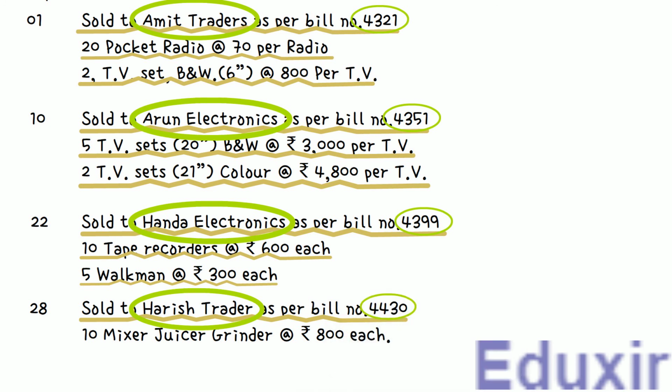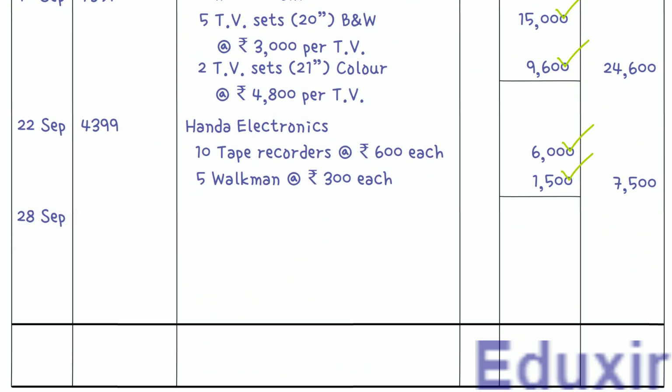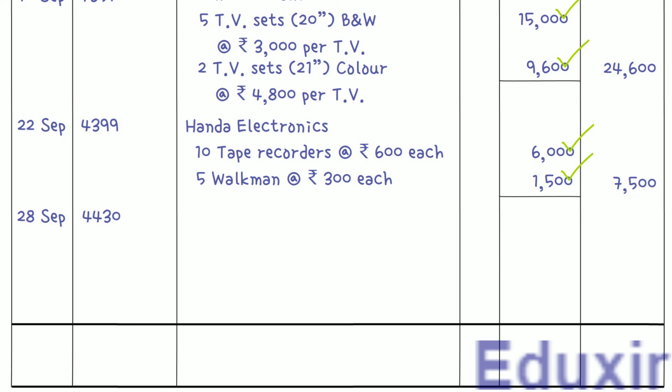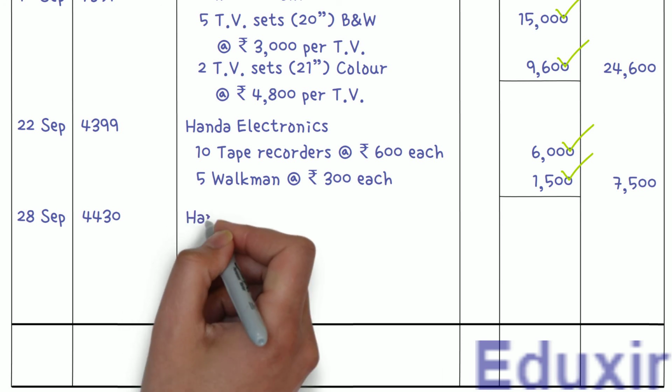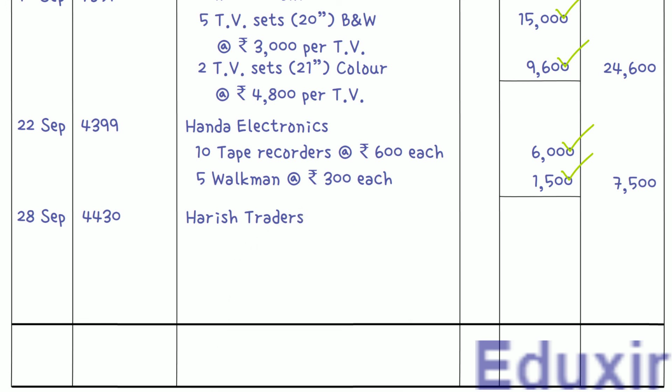Let us now generalize these details. Let us first record the date. Let us then record the invoice number as 4430. Let us then record the name of the customer as Harish Traders. With that, we have completed the recording of the customer details. Let us now analyze the details of the sales done to this customer.